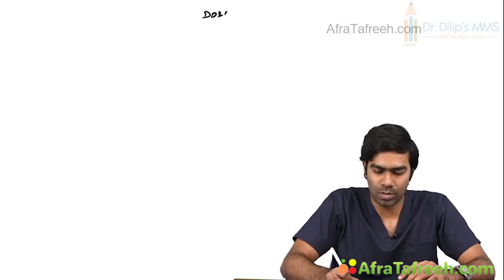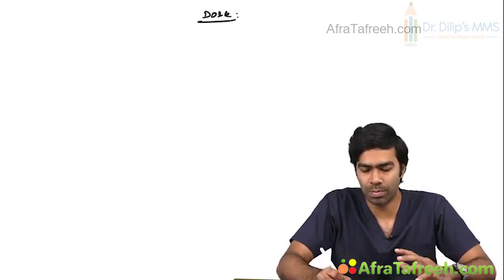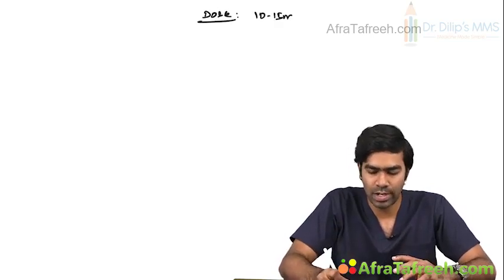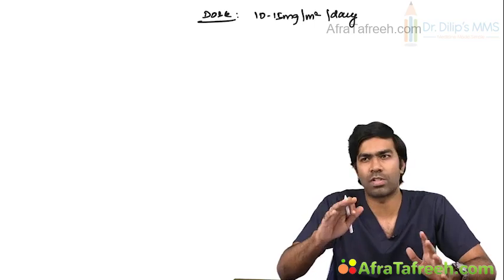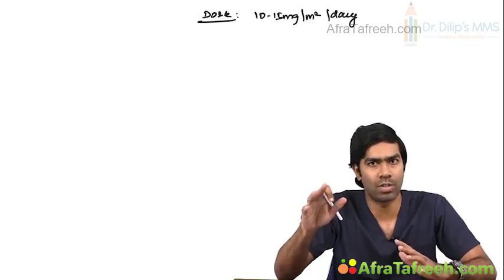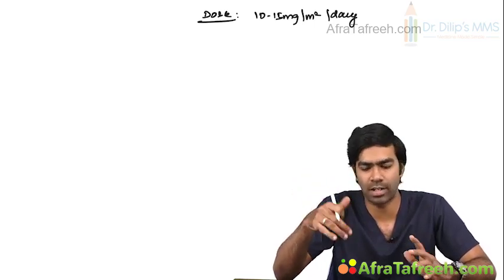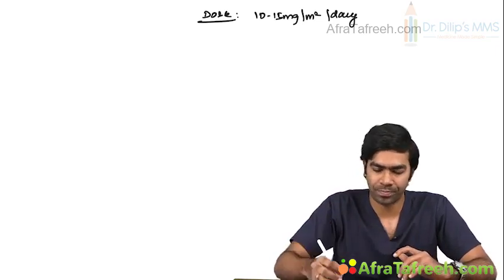So now what is the dose you will prefer? Now I know I'm going to prefer hydrocortisone. What is the dose? General dose I'm going to prefer, even in adults this is the same dose, 10 to 15 milligrams per meter square per day. Usually in adults we prefer approximately around 15 to 25 milligram. That's the usual dose we prefer in adults. In children it has to be calculated based on the body surface area.